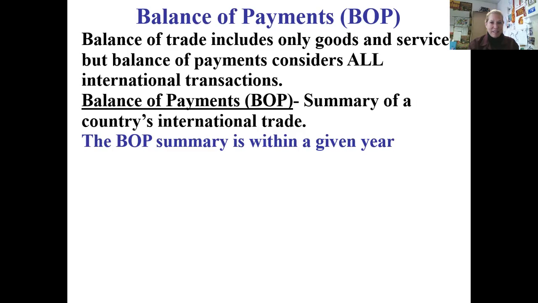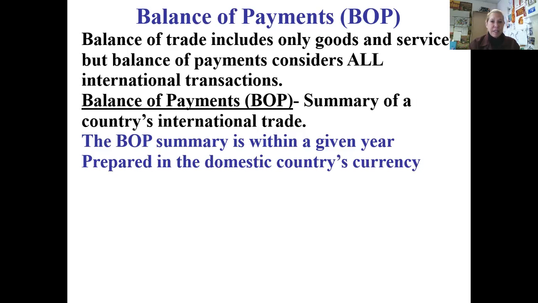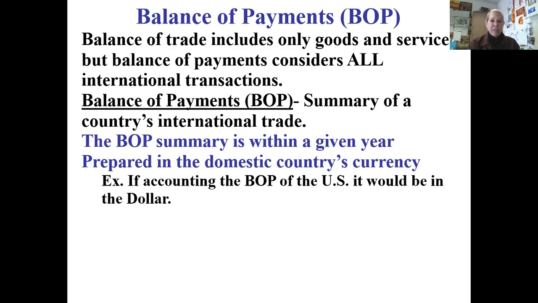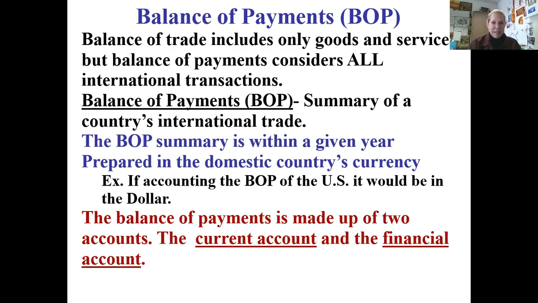The BOP summary is within a given year. It's just like GDP is measured within a given year. It's prepared in the domestic country's currency. So the BOP for the United States would be prepared in dollars. For example, if accounting the BOP of the United States, it would be in the dollar. The balance of payments is made up of two accounts, the current account and the financial account.